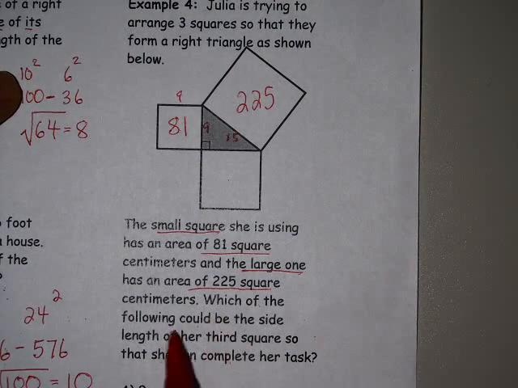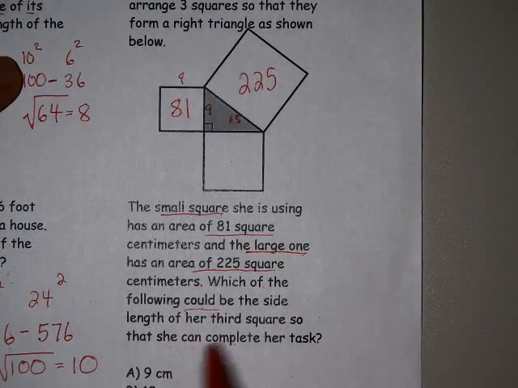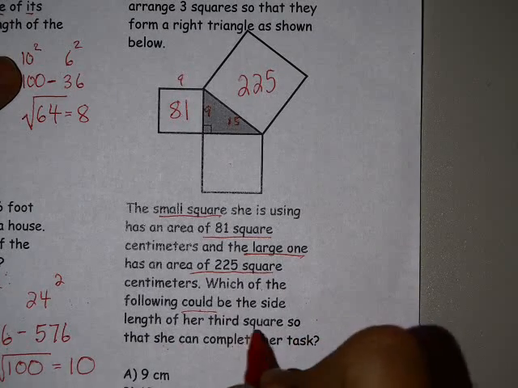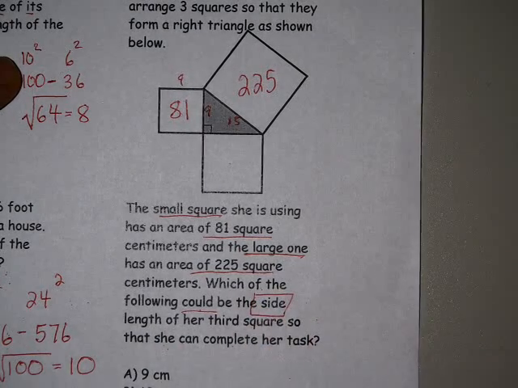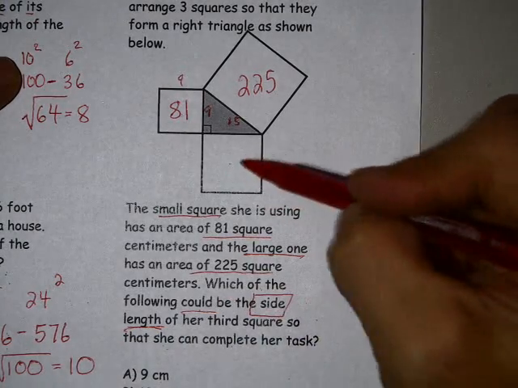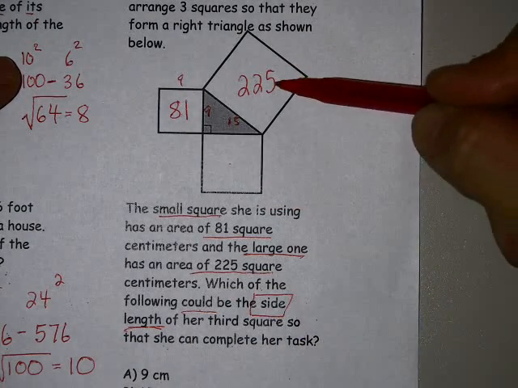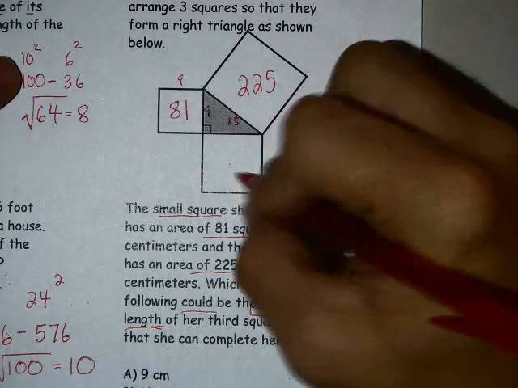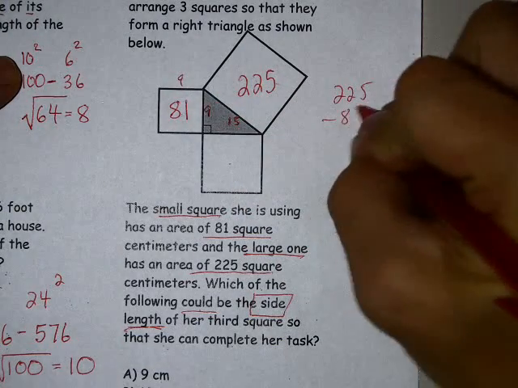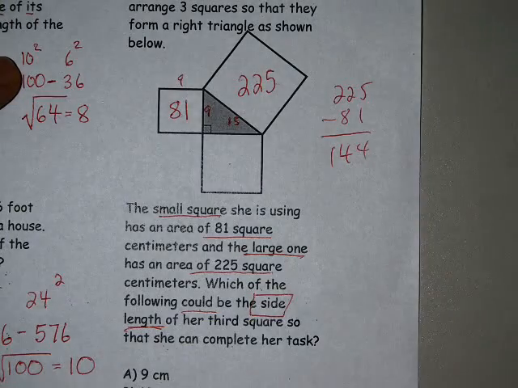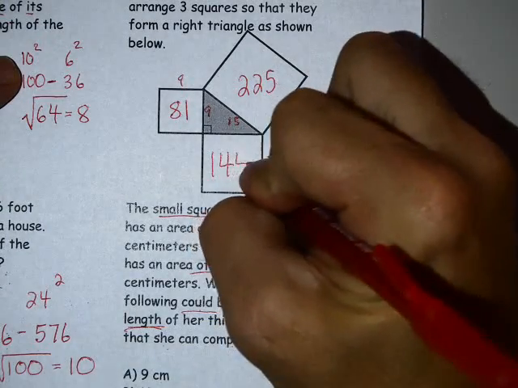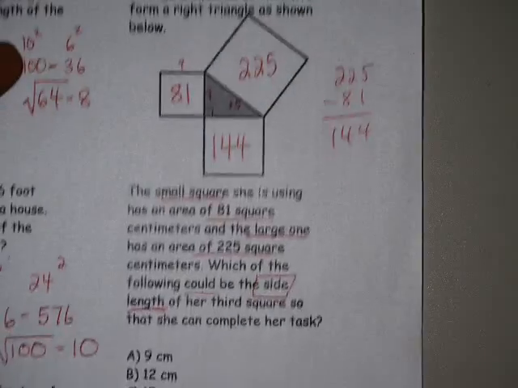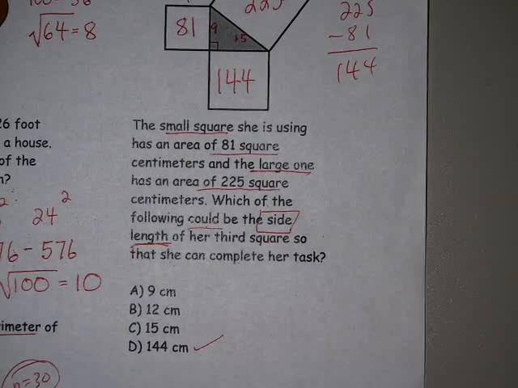And it says, which of the following could be the side length of her third square. So we're looking for the side length. Very important. I bet one of these answers is the area of this. So we've got the big area, we've got a small area. We're going to subtract to find out that the area of this medium size square is 144. And look at that, that just happens to be one of the answers.